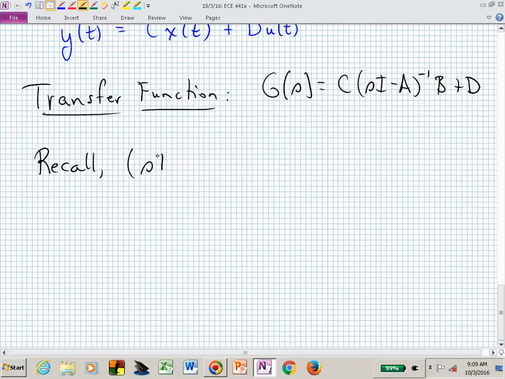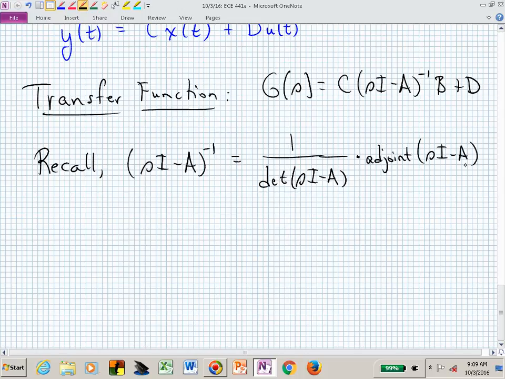If we look at sI minus A inverse, which is a major part of that transfer function expression, that inverse is 1 over the determinant of that matrix times the adjoint matrix of sI minus A, which is the cofactor matrix transposed.